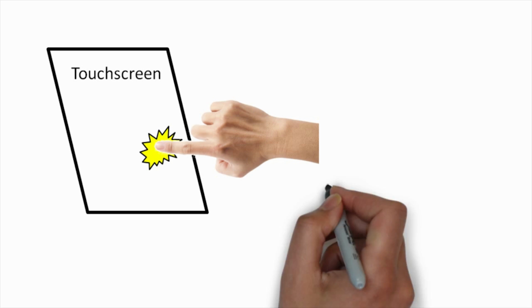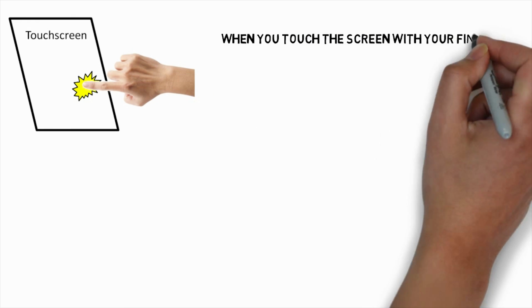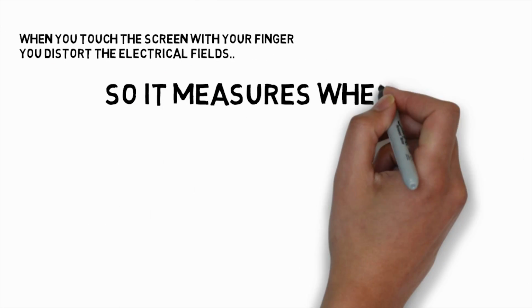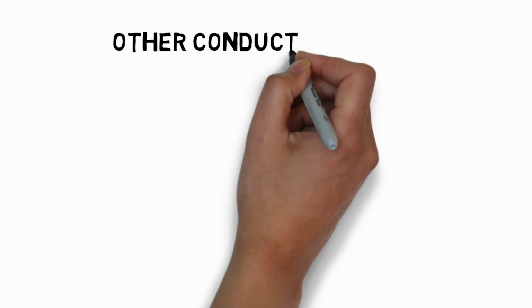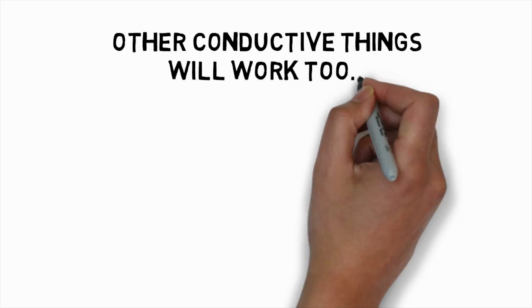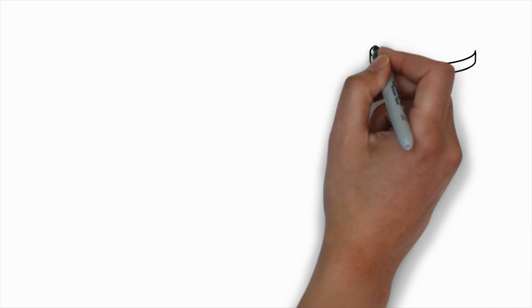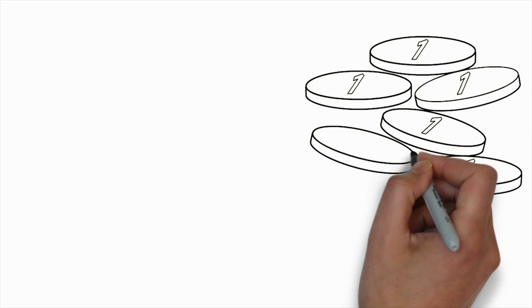When you touch the screen with your hand, you distort the electrical field in the screen, and it can measure the change that happens. So likewise, it knows where your tap has occurred. There are other conducting things which will work, like sausages and coins, but be careful not to damage your screen with them, okay?